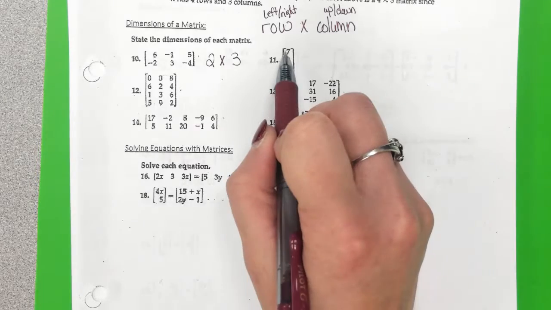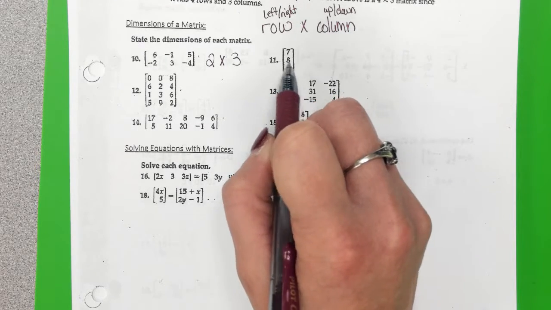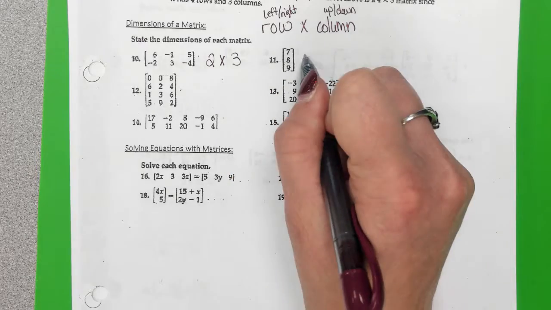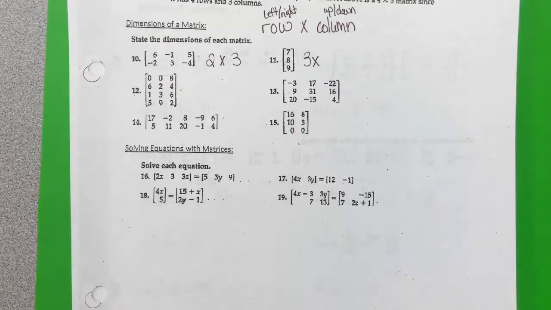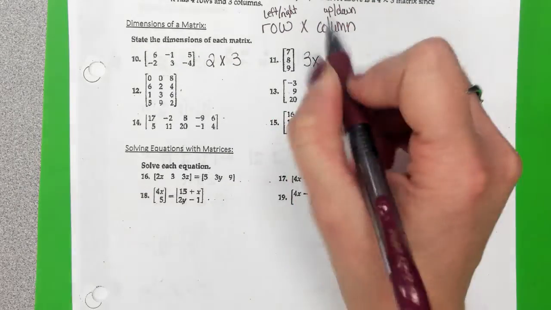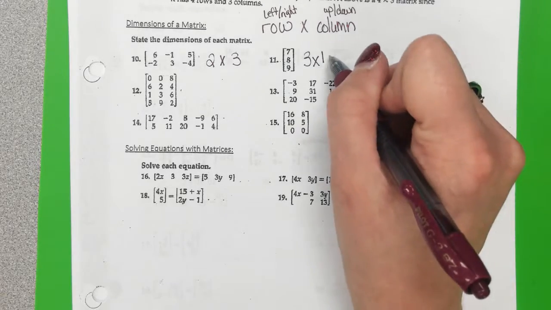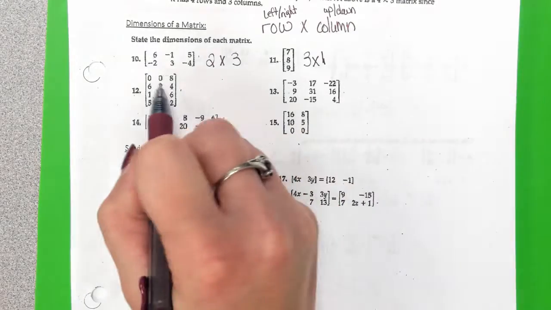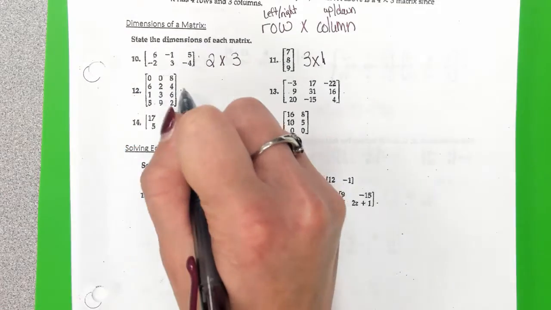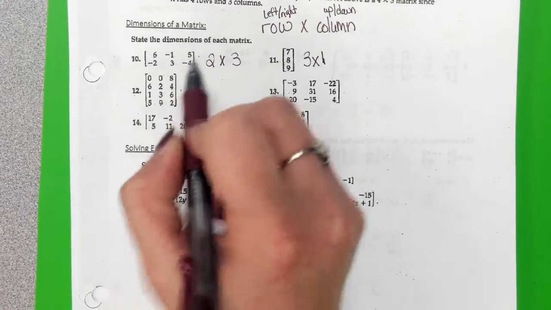Okay, look at number 11. Left and right. How many rows are there? Okay, guys, left and right. There are 3. Okay, how many columns are there up and down? 1. There you go. So easy, but it's so important, okay? All right, look at this one. Left and right. How many rows are there? 4. Yep, 4. And how many columns up and down? There's 3. There you go.